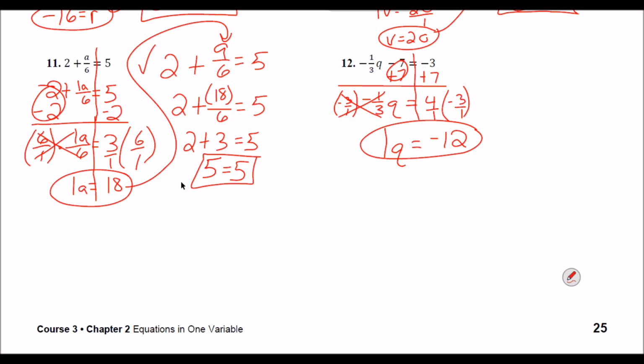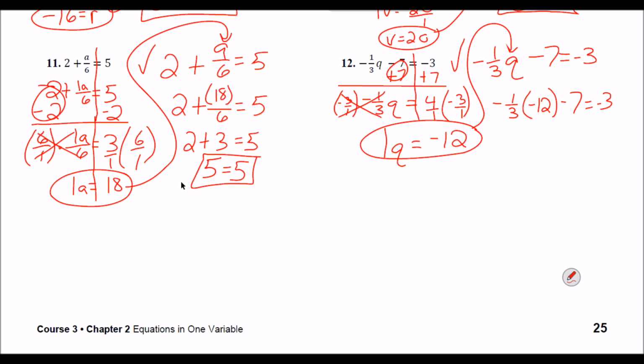And number 12, we have negative 1/3 of q minus 7 equals negative 3. And we think our answer for q should be negative 12. So it's negative 1/3 times negative 12 minus 7 equals negative 3. Negative 1/3 times negative 12, the two negatives cancel each other off and become positive 4. Subtract 7 from that, and we do indeed end up with negative 3.